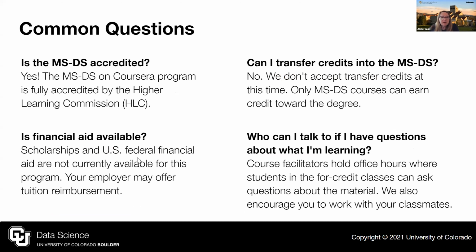Now let's go over some of the most common questions we get from students. First, yes, the MS in Data Science on Coursera is fully accredited by the Higher Learning Commission. This program is not currently eligible for U.S. federal financial aid, and we don't have scholarships at this time.